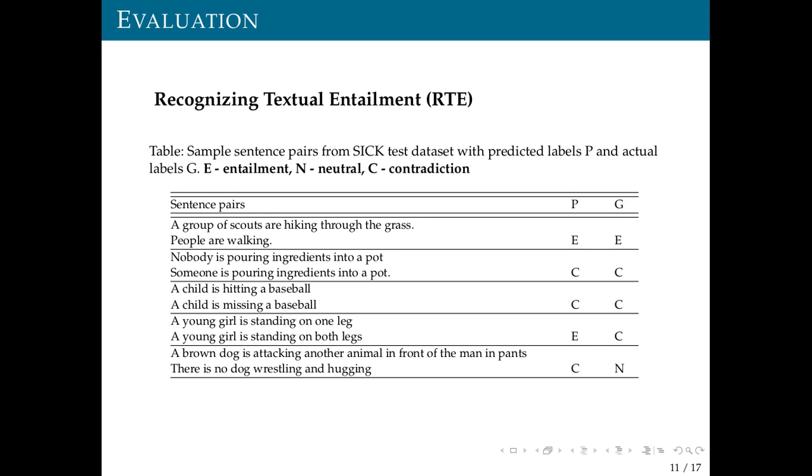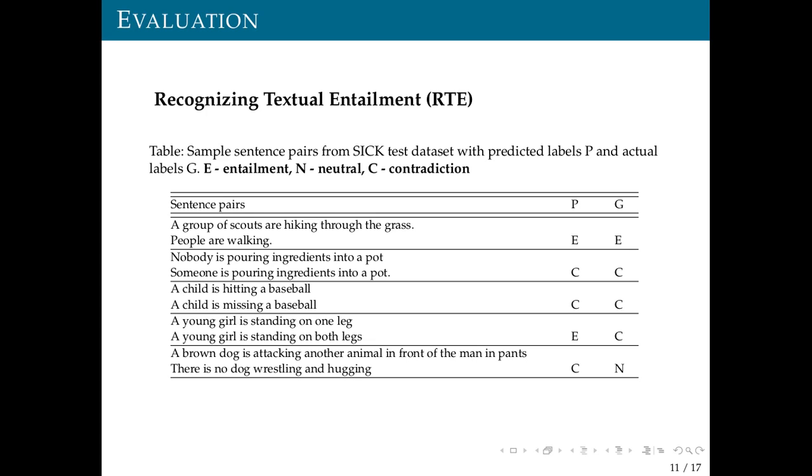So, we evaluated our model on 2 benchmark applications. The first one, recognizing textual entailment. Given a sentence pair, the goal is to classify it as entailment, neutral or contradiction. That is, does sentence A entail sentence B, or is the relation neutral, or do the 2 sentences contradict each other. Here the P is the predicted label and G is the ground truth.